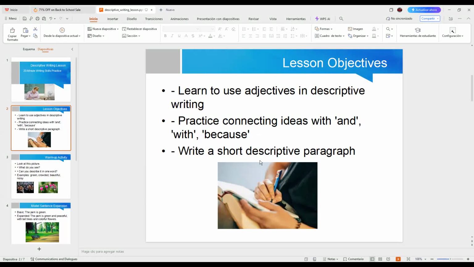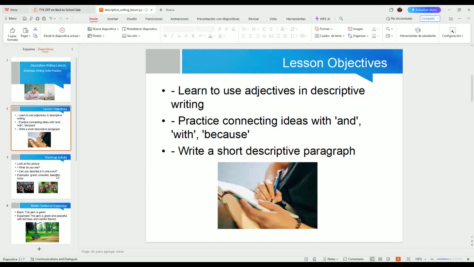Now the last, definitely we need to do the short descriptive paragraph. I think previously making some simple examples or sentences, right? This is the idea.